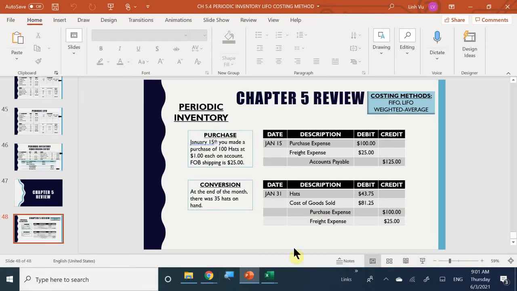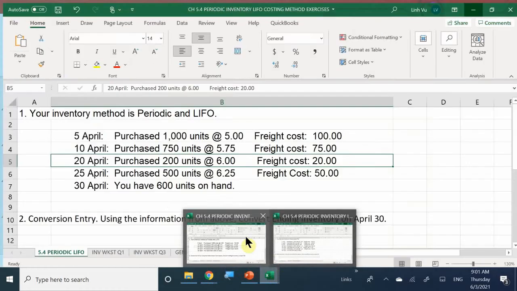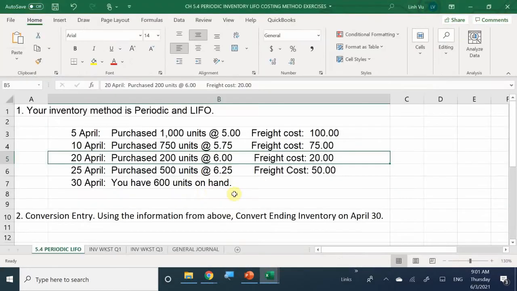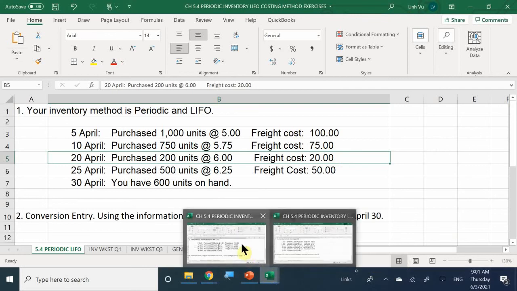So let's go ahead and dive right into our very first exercise. Today we're going to be looking at two exercises. We're going to look at exercise 1 for LIFO, and it's going to be the same exact one that we did yesterday, except we're calculating it as LIFO this time.